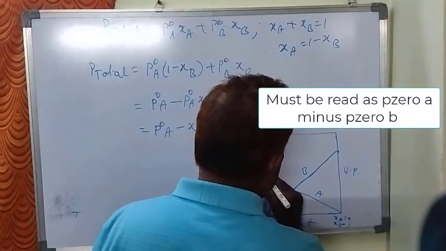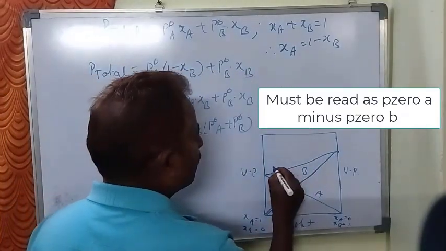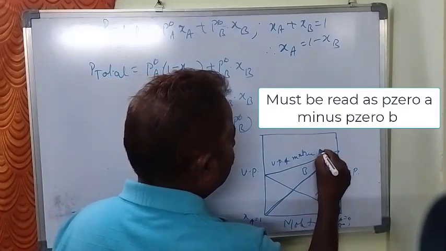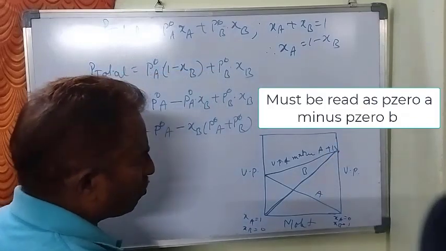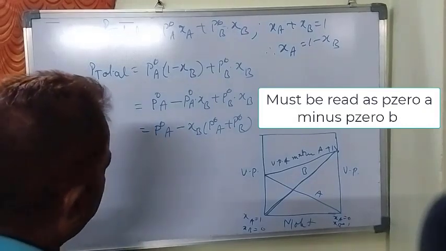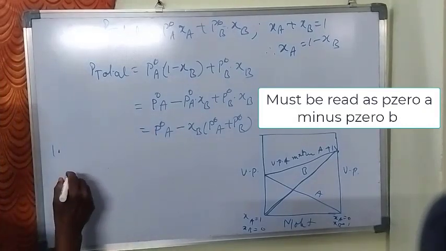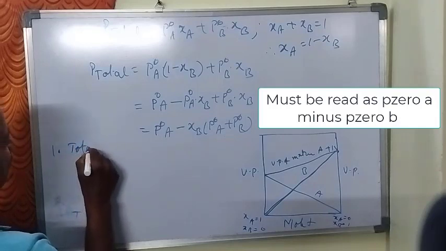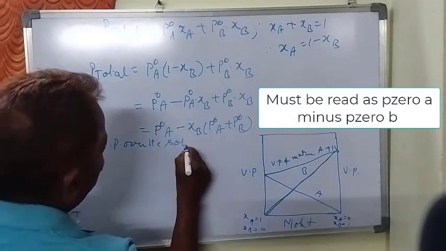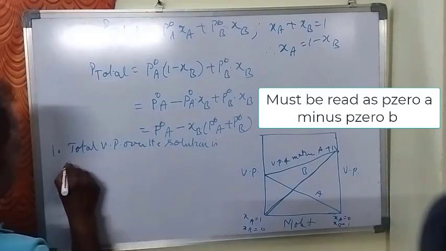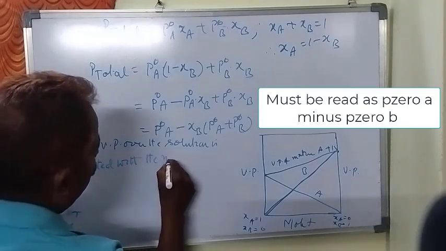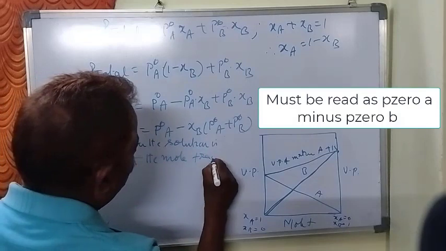Now if we join these 2 points, this line shows the vapor pressure of the mixture A plus B, right? So what is the first point here? What we concluded is that the total vapor pressure over the solution is related with the mole fraction of any one component.